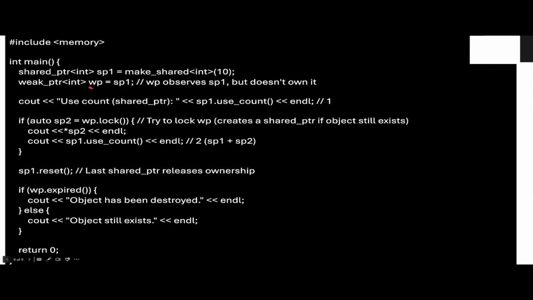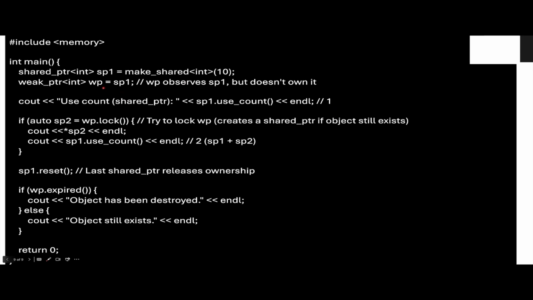This wp is also pointing to this resource, but weak pointers do not contribute to the reference count of the resource. So if you try to use useCount on the shared pointer, it should print 1, because even though this weak pointer is pointing to this resource, it is not contributing to the lifetime of the resource.